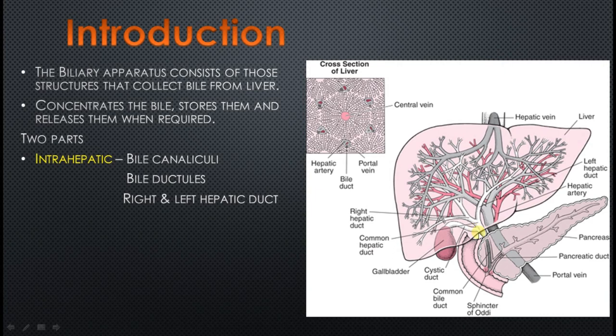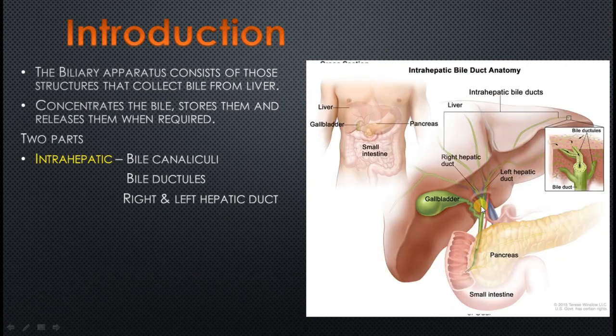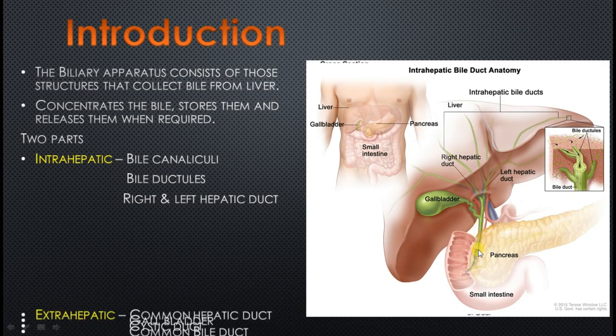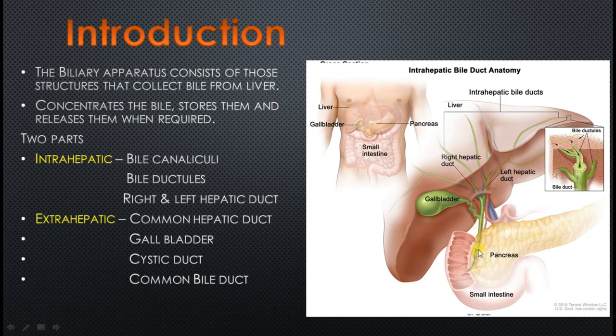Now, outside the liver, starting from the porta hepatis, the components are the common hepatic duct, formed after the union of the right and left hepatic ducts, which is joined by the cystic duct, the duct of the gall bladder. At an acute angle, it joins the common hepatic duct. After the joining of the cystic duct, it is called the common bile duct. So that is the extrahepatic biliary apparatus, or the biliary duct system: mainly your common hepatic duct, gallbladder with the cystic duct, and after the union of the cystic duct, the common bile duct. This is the extrahepatic biliary system.